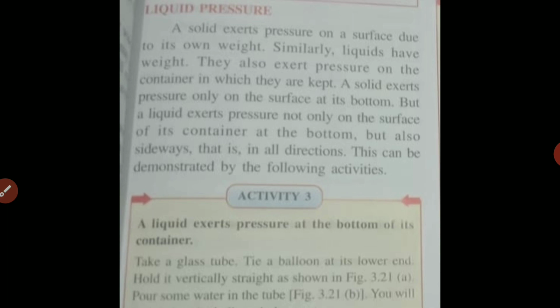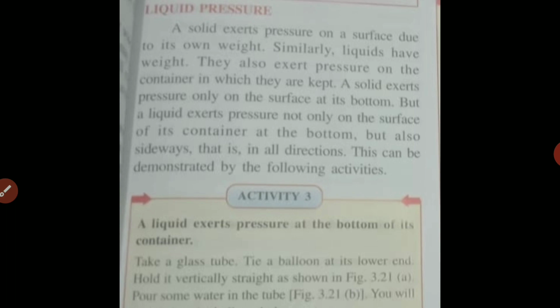A solid exerts pressure only on the surface at its bottom. That means if you keep a solid on a table, it can exert pressure only on the table. But liquids exert pressure not only on the bottom surface of the container, but also sideways, which is known as lateral pressure, that is, in all directions. This can be demonstrated by the following activities.